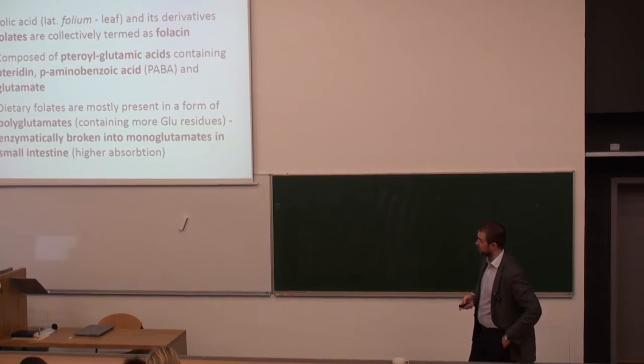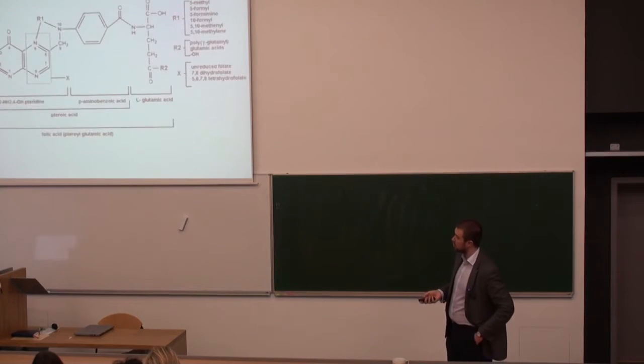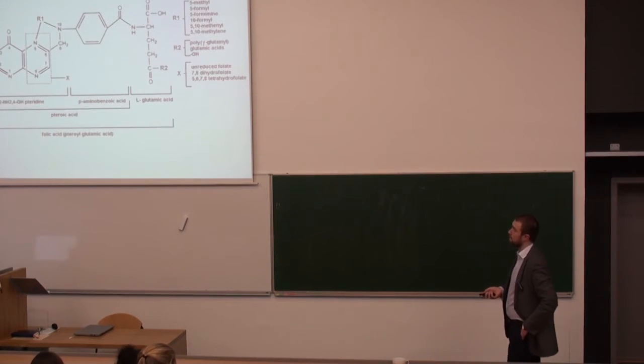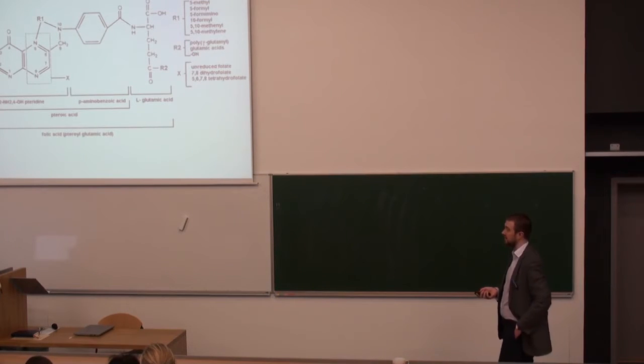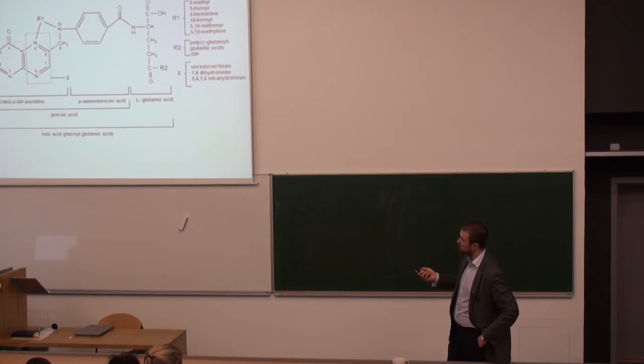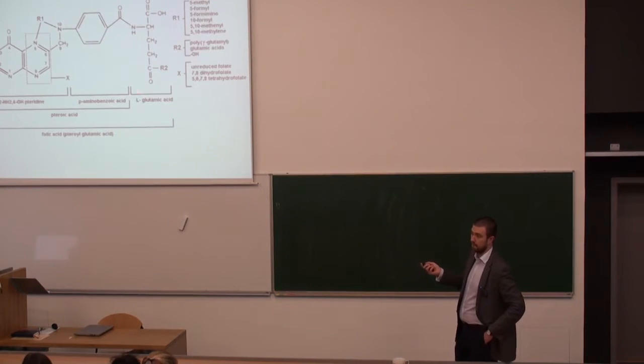If we look at the structure is shown at this picture. So as you know, it's one of the bigger vitamins. So here you have the aromatic ring called pteridine. Then here you have the para-aminobenzoic acid. This altogether is called pteroic acid. And the last part are the glutamates.